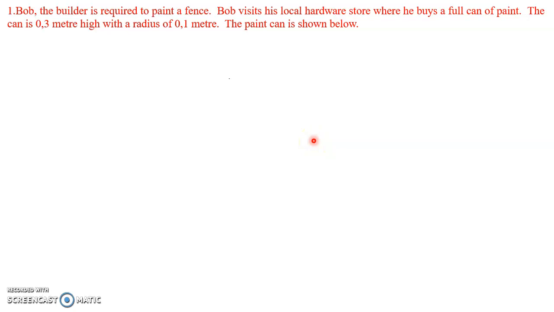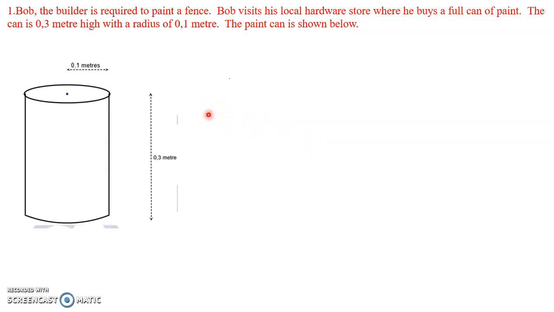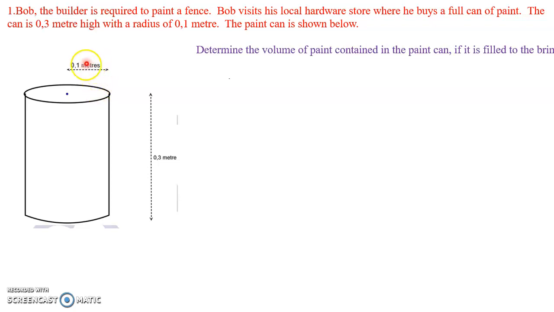Bob the builder is required to paint a fence. Bob visits his local hardware store where he buys a full can of paint. The can is 0,3 meters high with a radius of 0,1 meters. The paint can is shown below. Now, whenever they ask these questions, you need to understand what units you are using. Determine the volume of the paint contained in the paint can if it is filled to the brim.